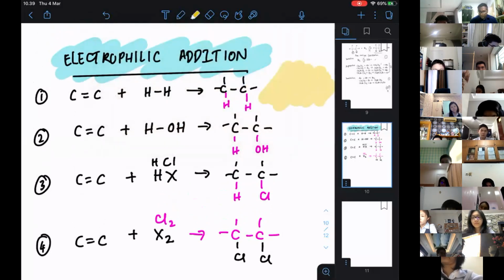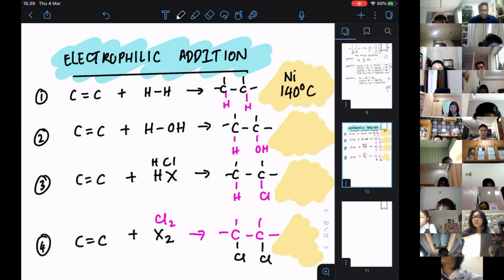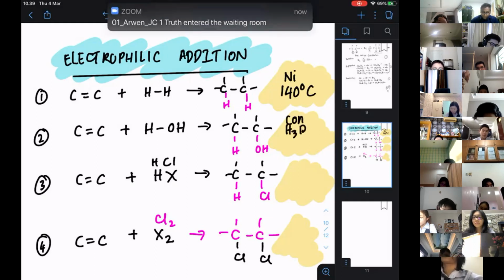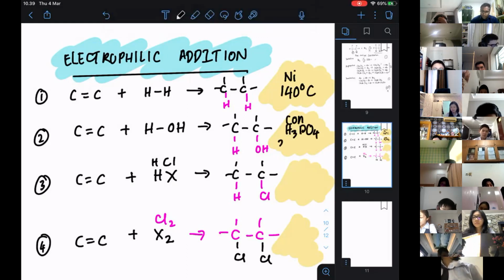But it is very important to look at the conditions where this happens. We are going to write it over here. The condition for addition of hydrogen is the presence of a nickel catalyst and 140 degrees Celsius. The condition for addition of steam is the presence of concentrated phosphoric acid, with a high temperature of 330 degrees Celsius and 6 megapascal. That's going to be the condition.